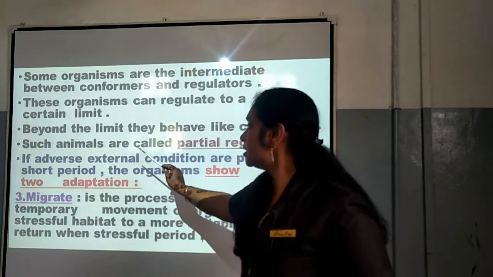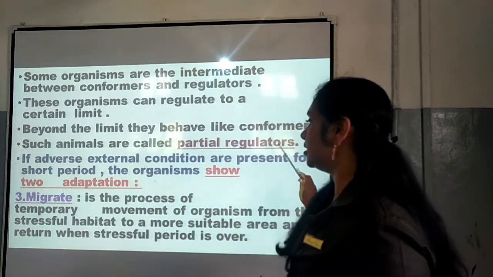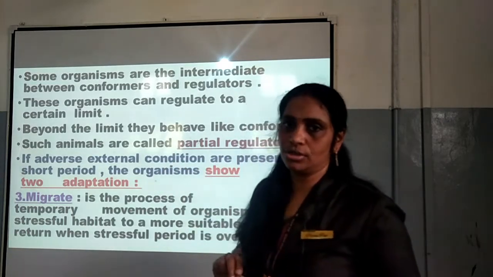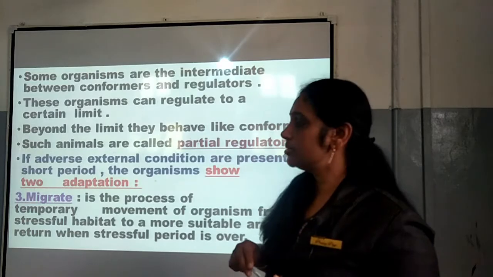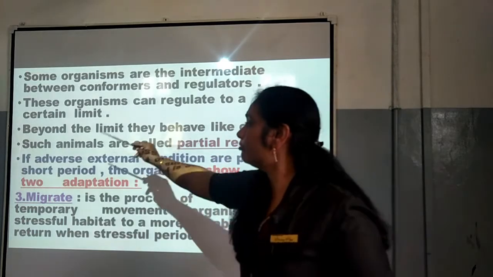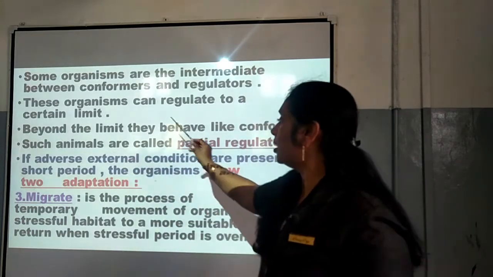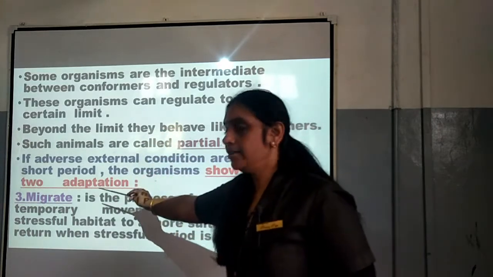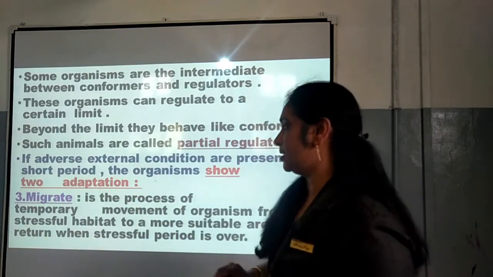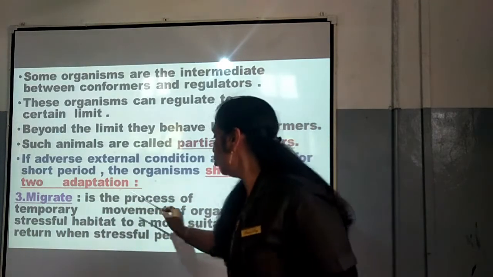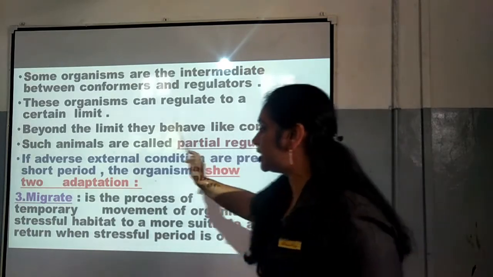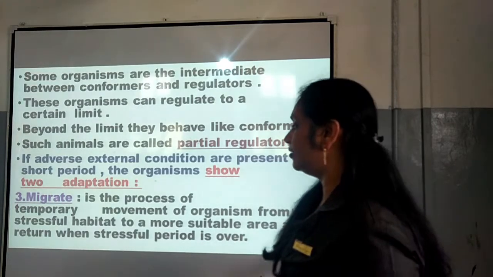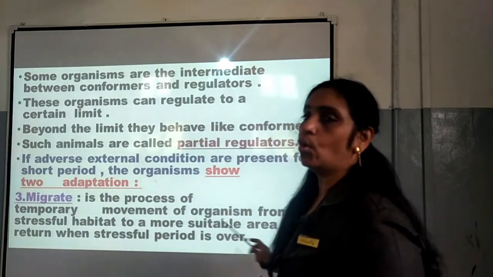Now, if adverse external conditions are present for a short period, the organisms show two adaptations. The first one is migrate. It is the process of temporary movement of an organism from a stressful habitat to a more suitable area, and returning when the stressful period is over.